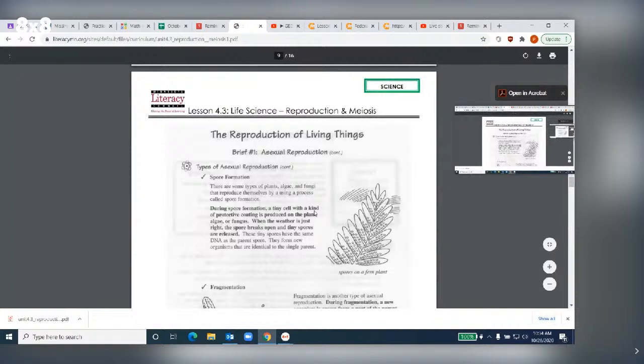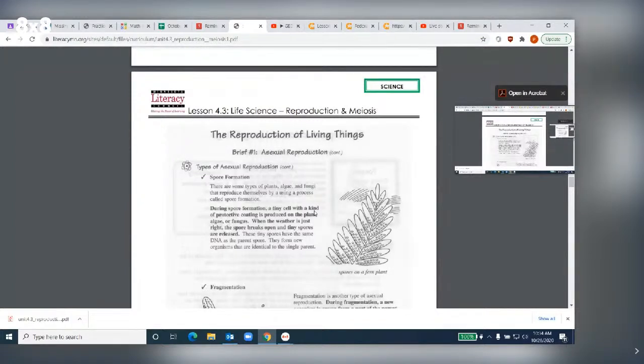And remember, these are all asexual. So this is all from one parent. And the third type is spore formation.